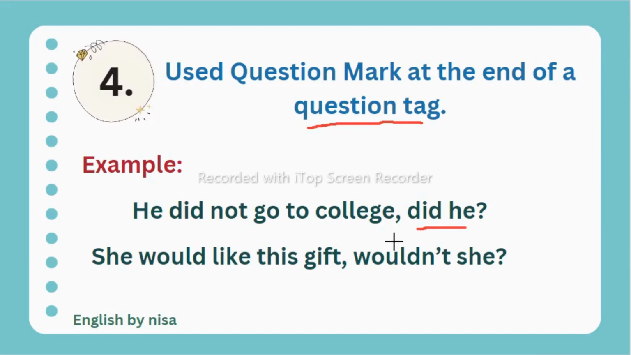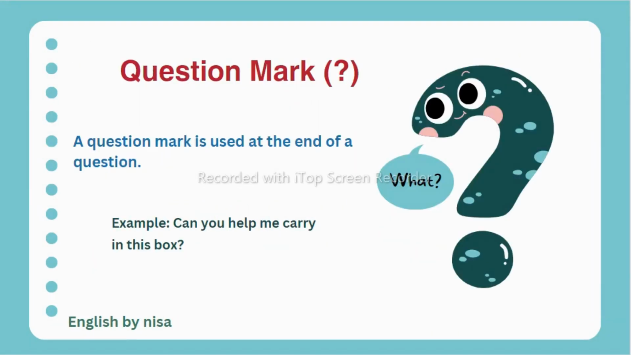He did not go to college, did he? So after this, did he, it is compulsory to put a question mark, because here you are asking for confirmation. That's why you have to put a question mark. She would like this gift, wouldn't she? Again we have to put a question mark over here. So after a question tag, it's compulsory to put a question mark. So this is all about the question marks rule, where we have to use these question marks.